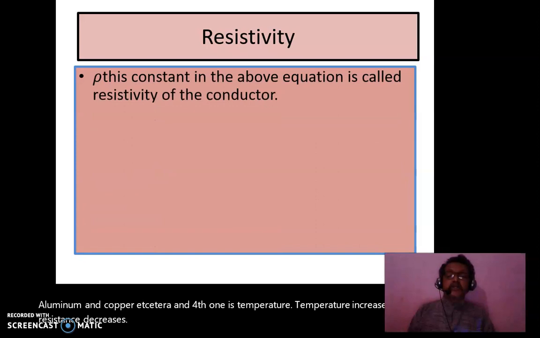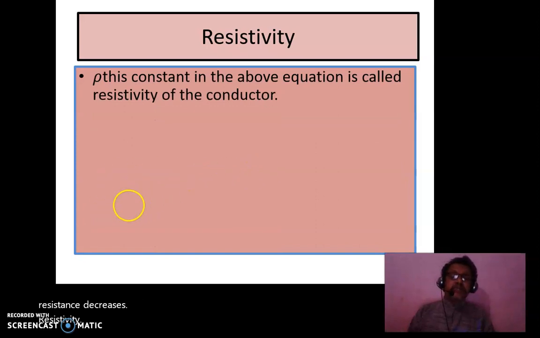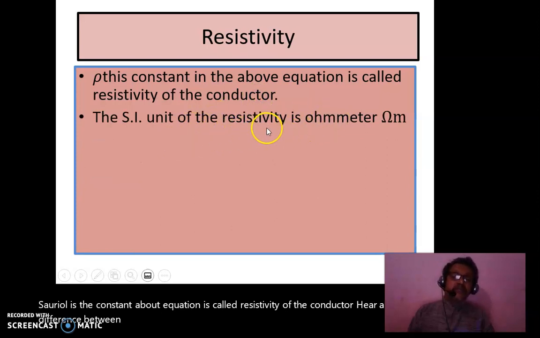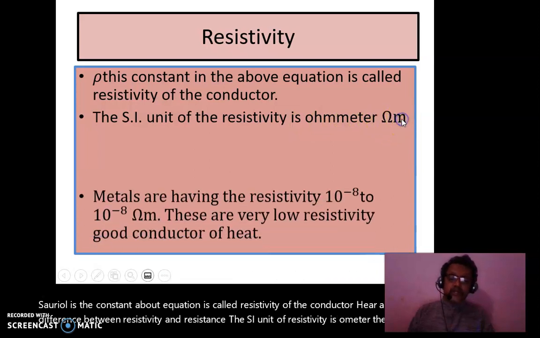Resistivity. So rho is the constant. The above equation is called the resistivity of the conductor. There is a slight difference between the resistivity and resistance. The SI unit of resistivity is ohm meter. The symbol used is ohm meter.